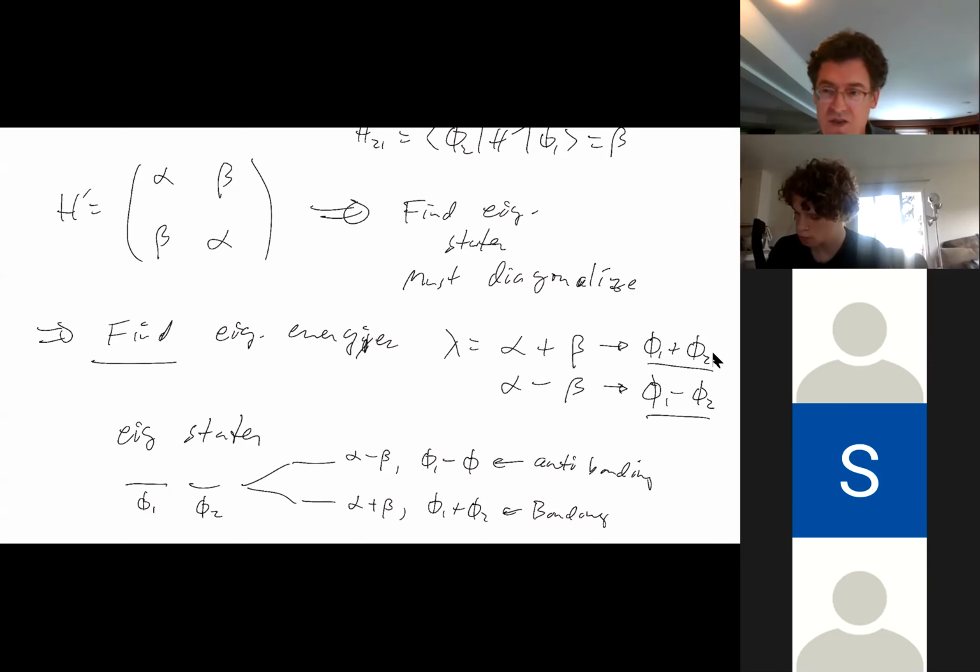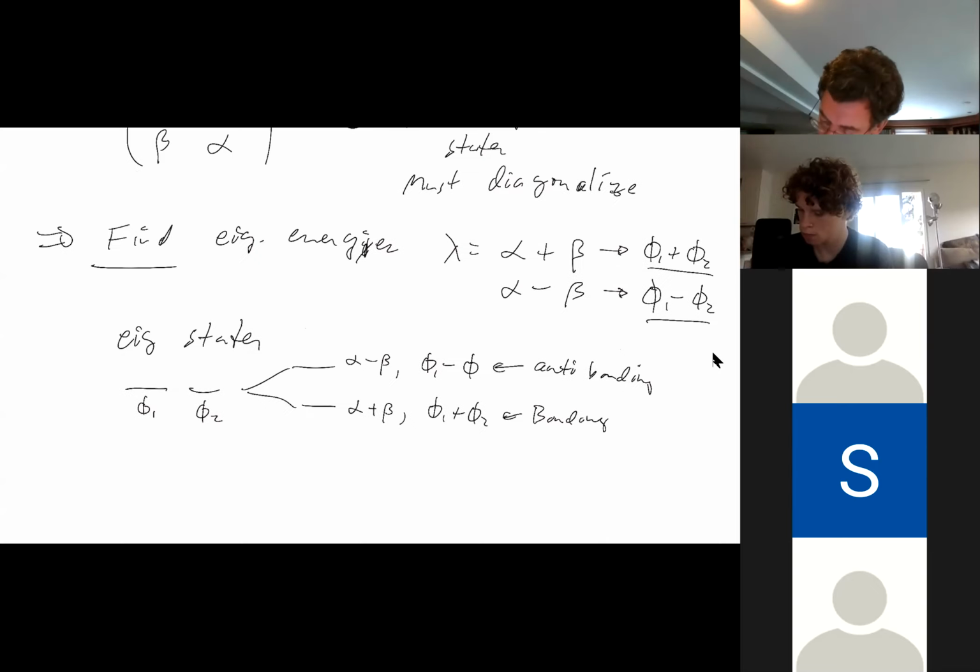Okay, and I'm sorry for going over. I just wanted to finish this example, but this is the chemical bond. The bonding orbital is the chemical bond, and we just derived it using degenerate perturbation theory.